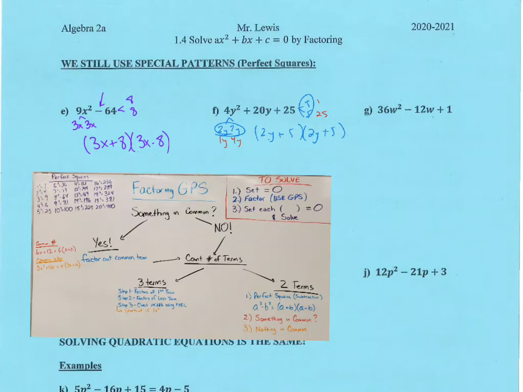So now I check the outside, 10y, the inside, 10y. Together, that's 20y. So that's what I want. See, 20y in the middle.